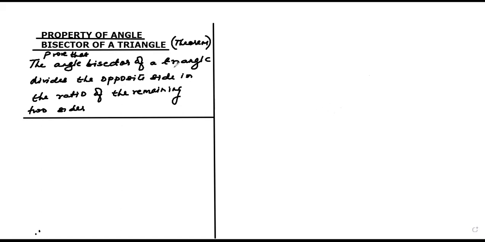Prove that the angle bisector of a triangle divides the opposite side in the ratio of the remaining sides. Angle bisector of a triangle. That is, you should have a triangle like this, children, and also an angle bisector in the triangle. Let me say this is an angle bisector of the triangle. I've drawn it like this for the sake of proof.